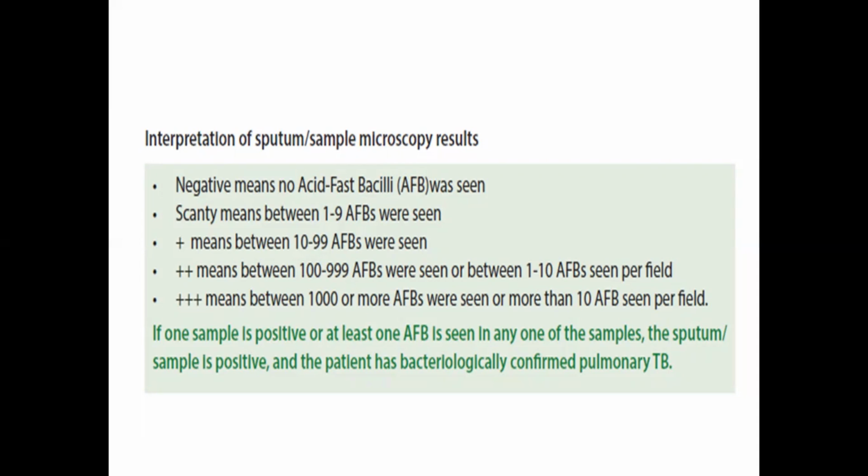If it shows 1+, then it means between 10 to 99 acid-fast bacilli were seen, and if it shows 2+, it means around 100 to 999 acid-fast bacilli were seen, or between 1 to 10 acid-fast bacilli were seen per field. If it gives the result as 3+, then it means 1,000 or more acid-fast bacilli were seen, or more than 10 acid-fast bacilli were seen per field. And you should know that if any one of the samples is positive for even at least one bacillus, then it is interpreted as a positive result, and the patient is said to have bacteriologically confirmed pulmonary tuberculosis.